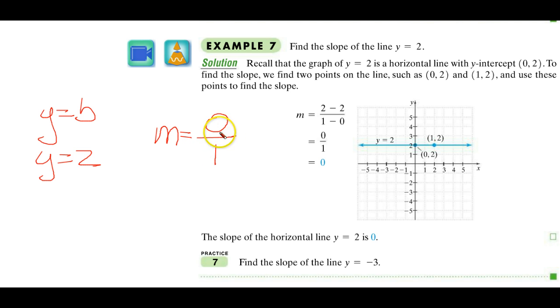Now, what students have done in the past sometimes is they'll say the slope is 0 divided by 1. Well, MyMathLab will count that wrong, because what is 0 divided by any number other than 0? The answer is 0. So from now on, the slope of any horizontal line that has this equation is 0, and not 0 over 1 or 0 over 5. The answer is 0.